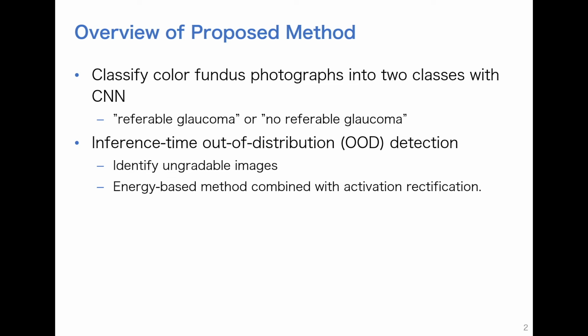Our method employs convolutional neural networks to classify input images to referral glaucoma or no referral glaucoma. In addition, we introduce an inference time out-of-distribution detection method to identify ungradable images. Our OOD detection is based on an energy-based method combined with activation rectification. I will explain some more details of the proposed method in the following slides.